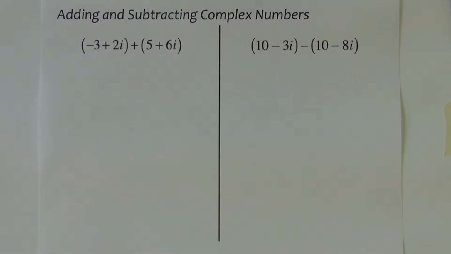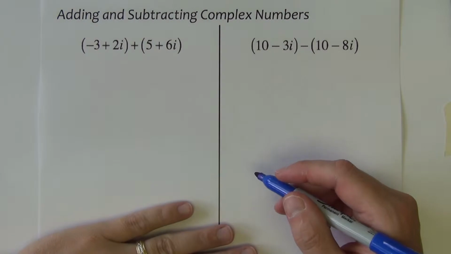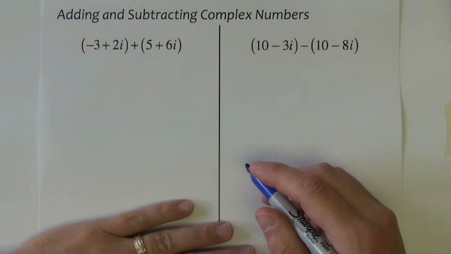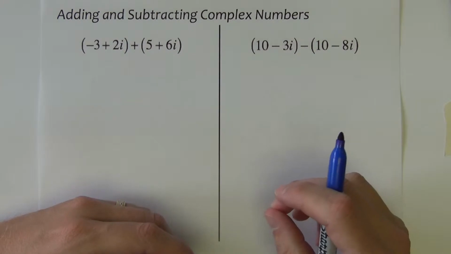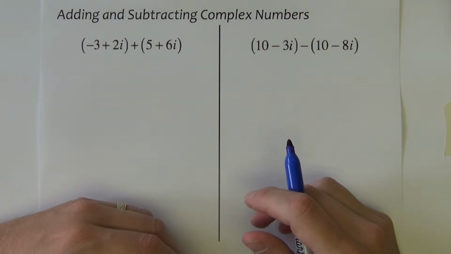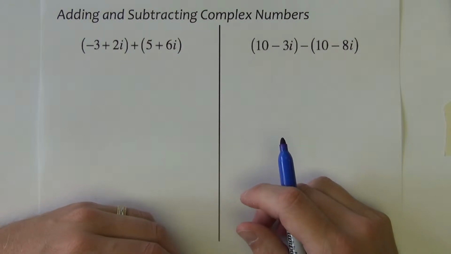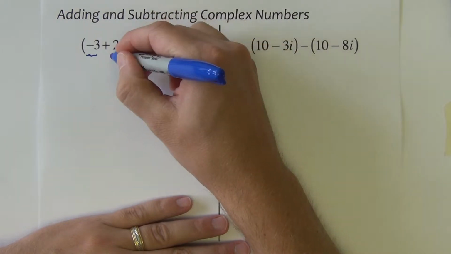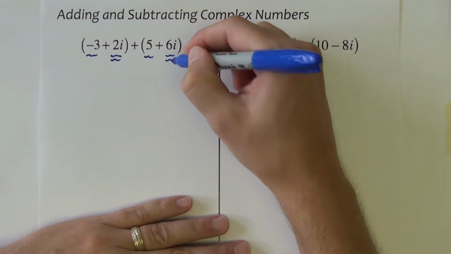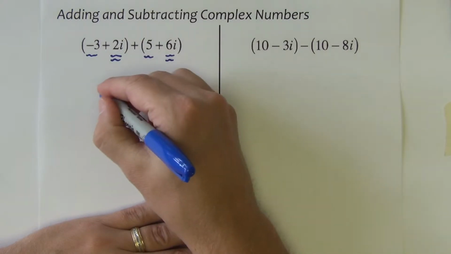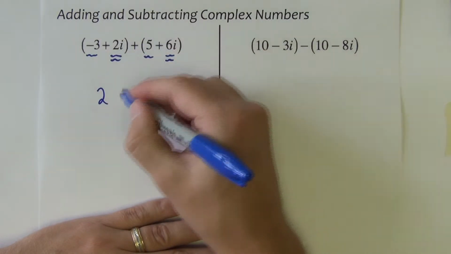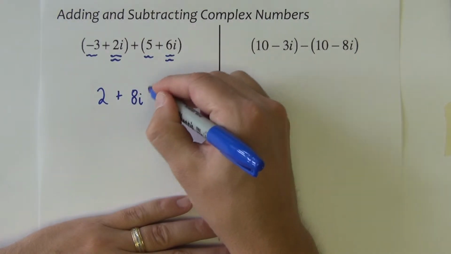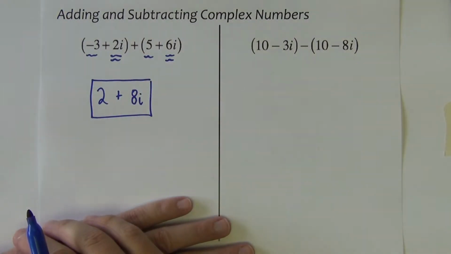Next, I'd like to look at operations with complex numbers. We'll begin with addition and subtraction. When you do addition and subtraction, it's actually just adding and subtracting like terms. You don't have to know that the i is an imaginary number. You can pretend that the i is just any other variable that you might encounter in a problem. So when I add these together, I'm going to add the real numbers, and I'm going to add the imaginary numbers. Negative 3 plus 5 is 2. 2i plus 6i is 8i. And that is the end of that problem.